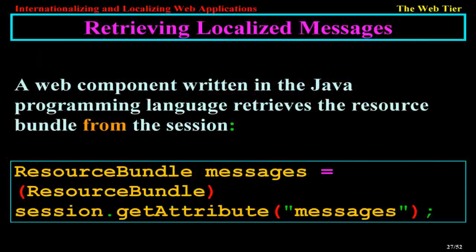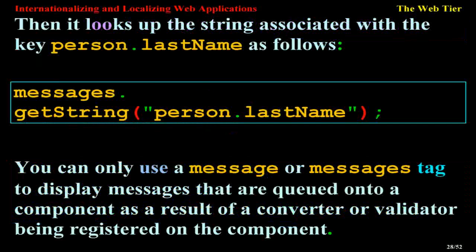A web component written in the Java programming language retrieves the resource bundle from the session: ResourceBundle messages = (ResourceBundle) session.getAttribute("messages"). Then it looks up the string associated with the key person.lastName as follows: messages.getString("person.lastName").